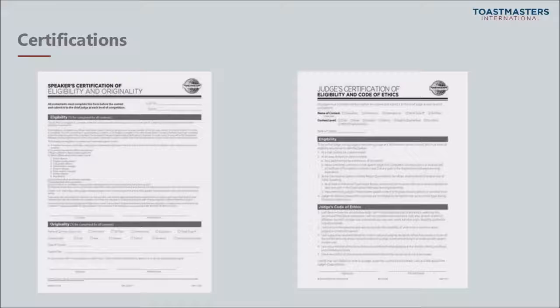But there are other things that make people ineligible to compete. An example would be somebody that's on the board of directors or a district officer, any type of role where you've got an elevated exposure to the membership prevents you from competing for a certain period of time. The judge's certification is all about your eligibility to be a judge, and of course your code of ethics, which you're signing off that you're going to be fair and all of that. So those are important documents to make sure are received back from the speakers and judges.